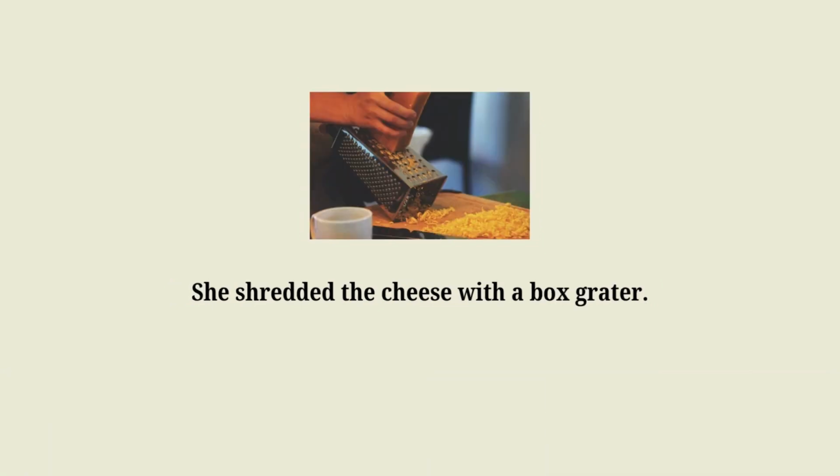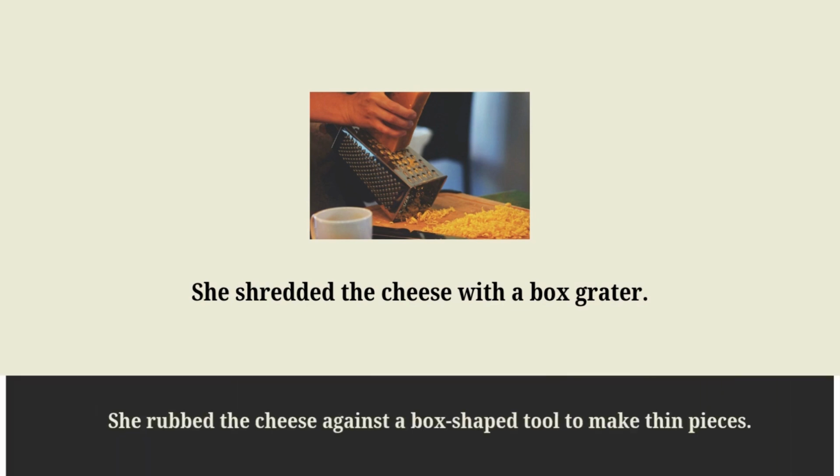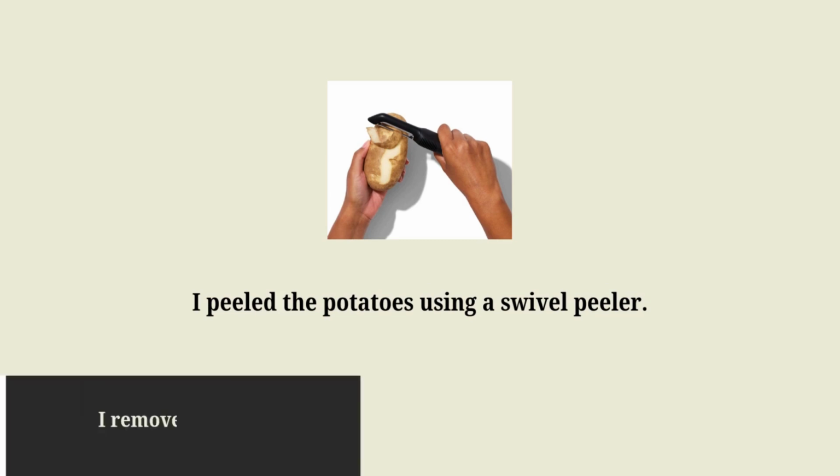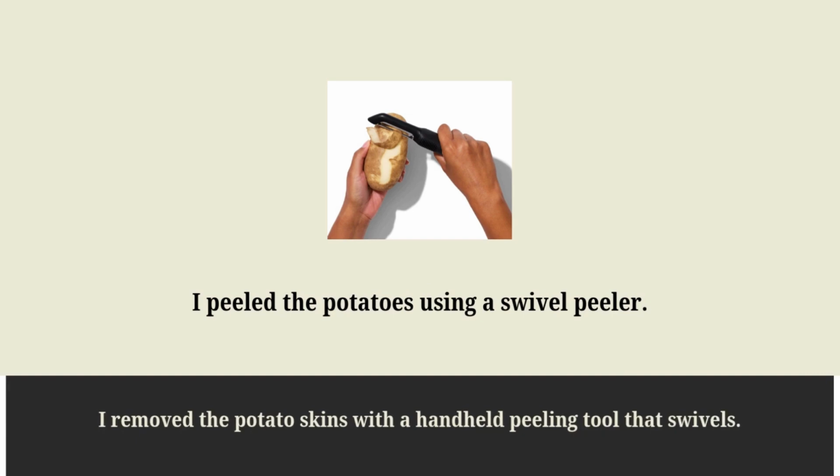She shredded the cheese with a box grater. Means she rubbed the cheese against a box-shaped tool to make thin pieces. I peeled the potatoes using a swivel peeler. Means I removed the potato skins with a handheld peeling tool that swivels.